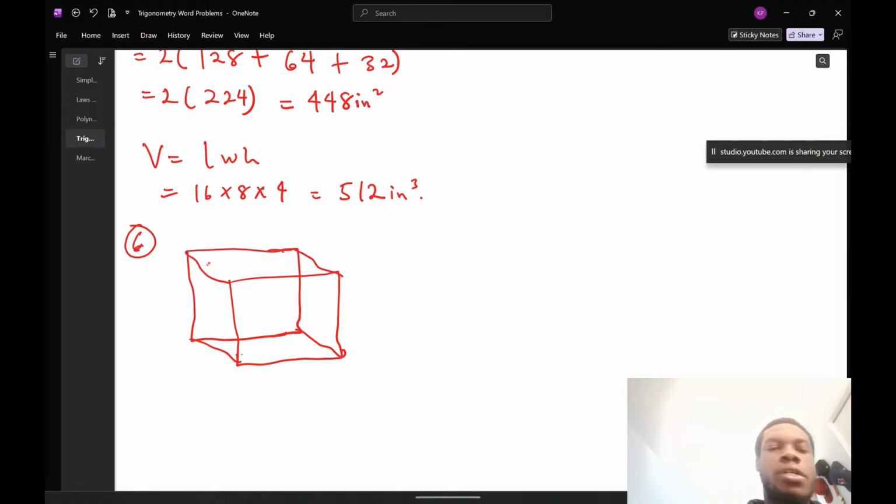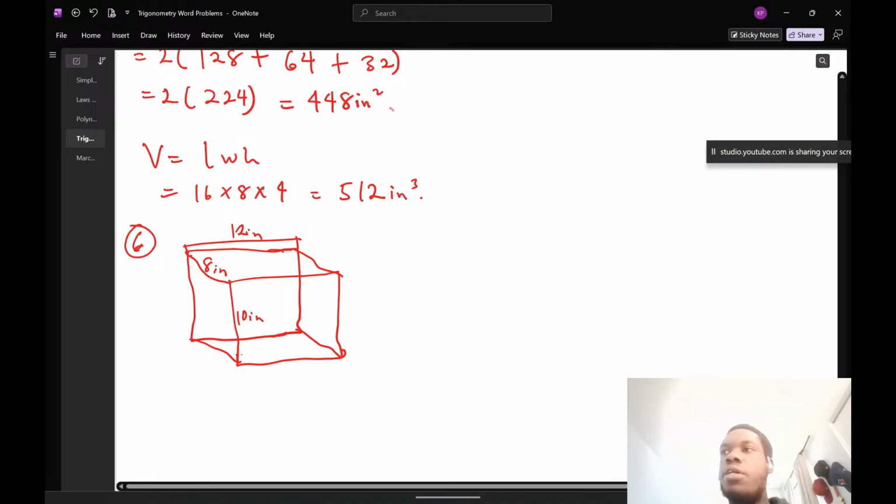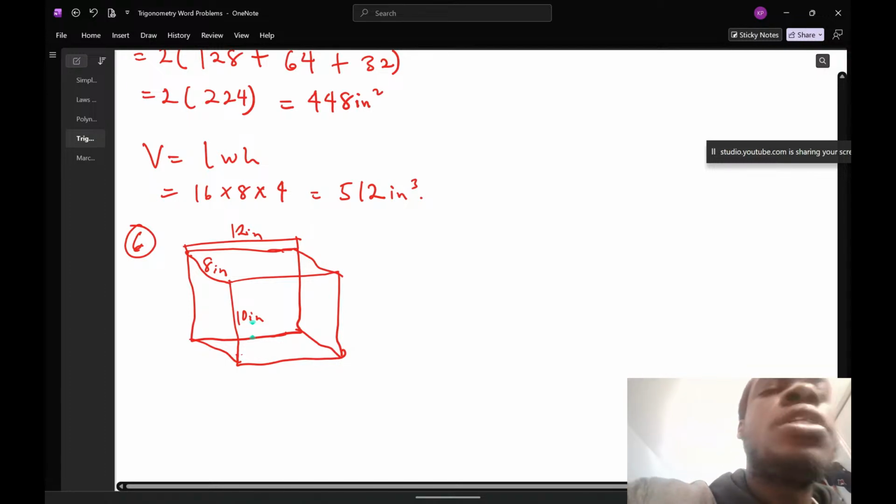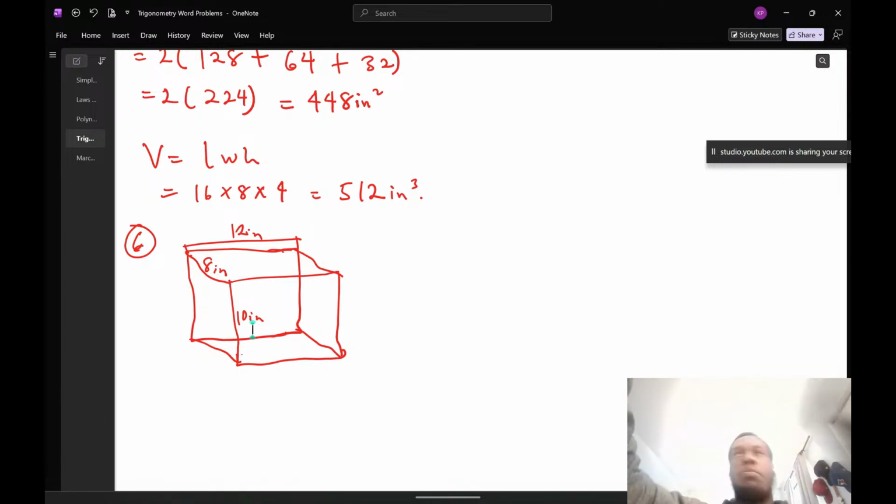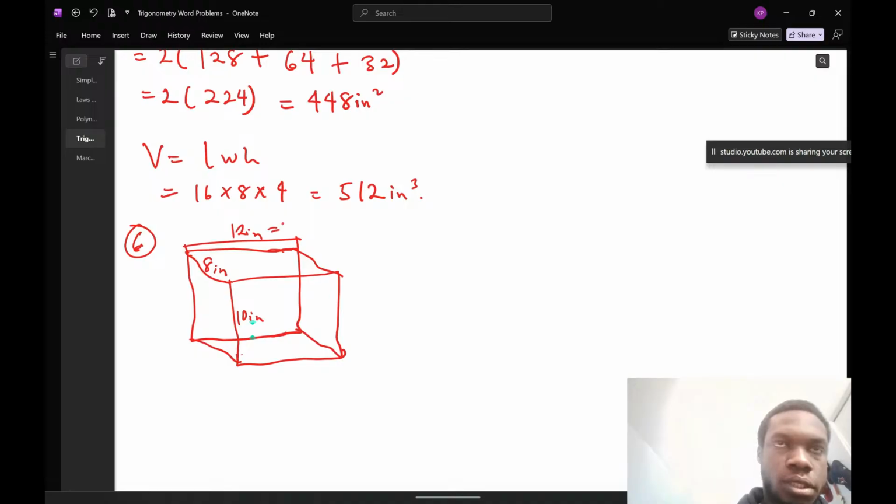So this is a cuboid, right? From here to here is 12 inches. From here to here is 8 inches. And then from here to here is 10 inches. We already know the formula for the surface area of a cuboid. We know it to be 2 times AB plus BC plus AC, right? And this side is B, this side is A, and this side is C.